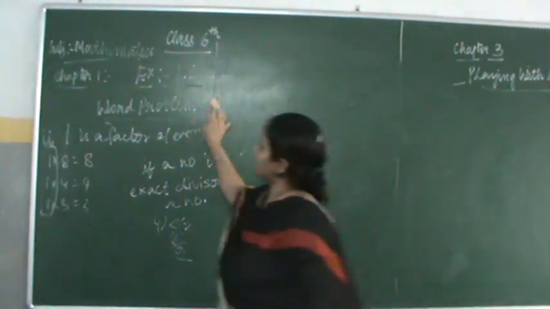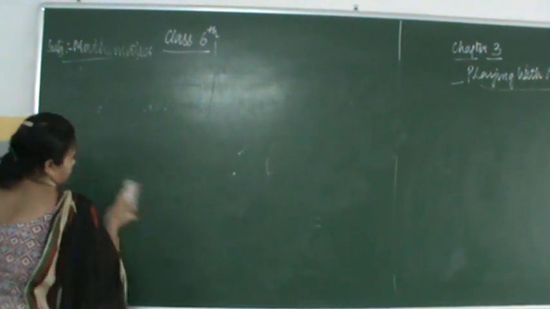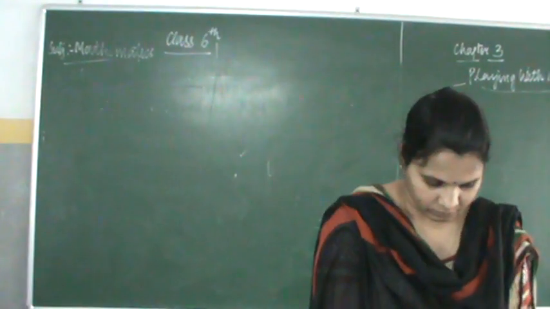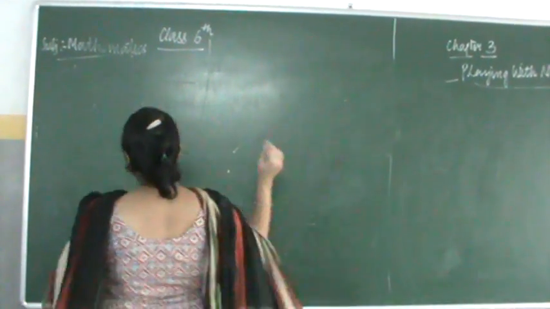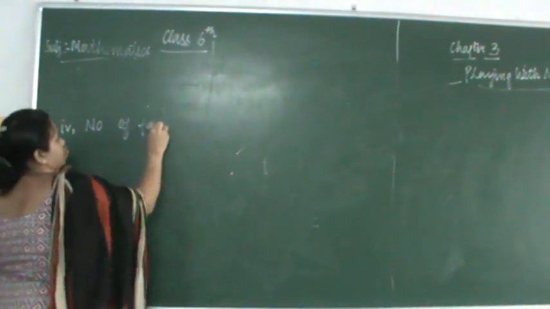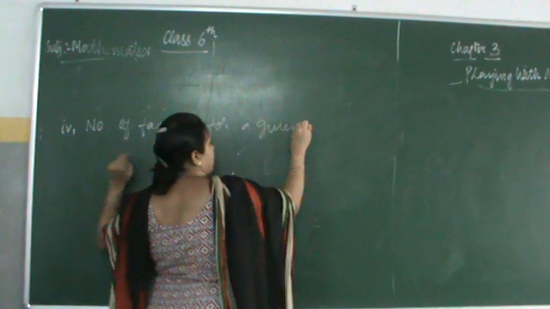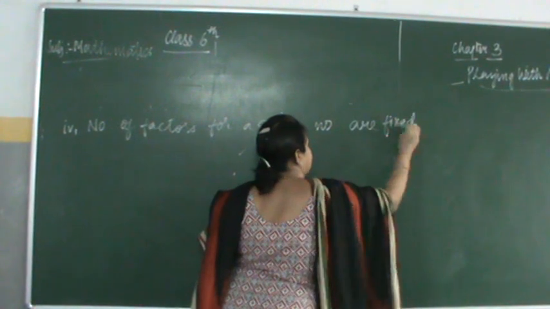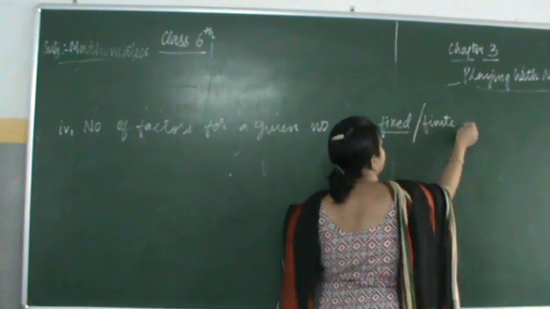Now we are going to see the number of factors for a given number. They are fixed. Very important, they are fixed. That is finite. Fixed is also called finite.